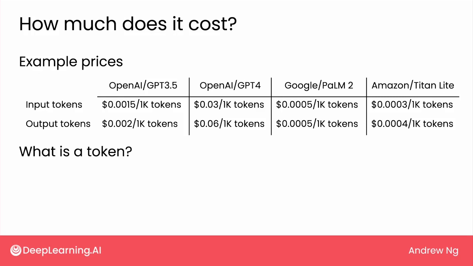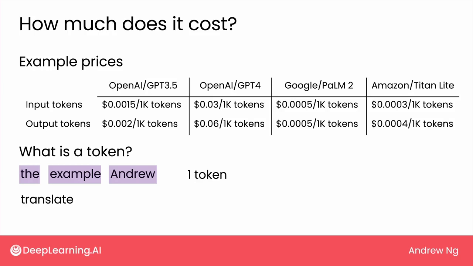You may be wondering, what is a token? It turns out that a token is loosely either a word or a subpart of a word, because that's how large language models process text. So common words like the or example would be counted as a single token when a large language model processes it. Or my name Andrew is a relatively common name, and so that's also a single token. But a less common word like translate might be split by a large language model into two subparts of words, tran and slate. And so having it generate translate will cost you two output tokens, unlike the more common words which would cost you only one token.